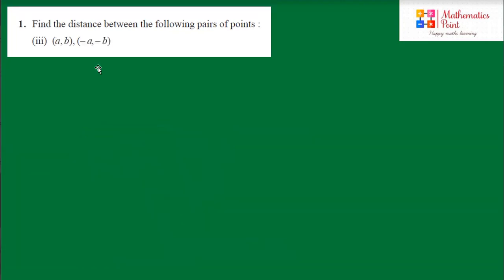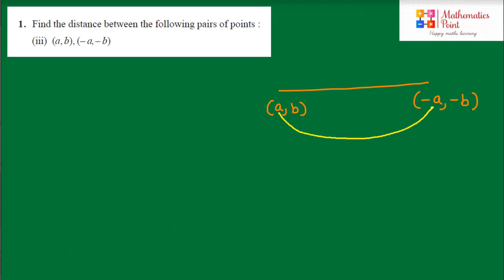Now, let us solve one more question. Here I am going to tell you a trick. What is the trick? Look at it very carefully. So this is our first point, a comma b. This is our second point, minus a comma minus b. Now, how am I going to use the trick? Very simple. The first coordinate is to be subtracted from the first coordinate, and the second coordinate is to be subtracted from the second coordinate.